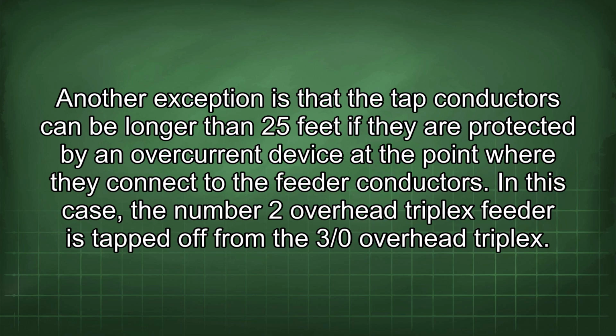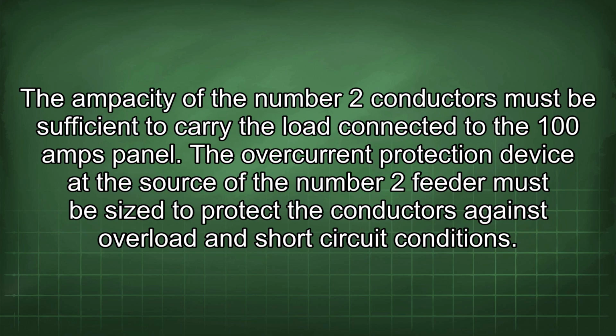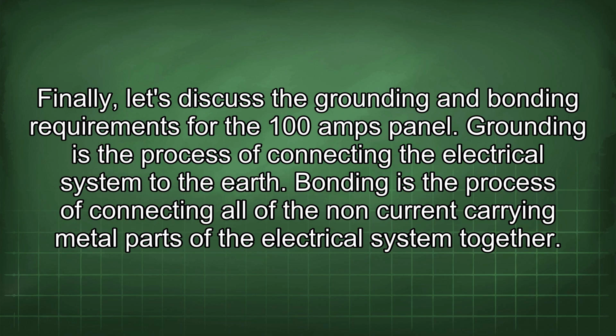In this case, the number 2 overhead triplex feeder is tapped off from the 3/0 overhead triplex. The ampacity of the number 2 conductors must be sufficient to carry the load connected to the 100 amp panel. The overcurrent protection device at the source of the number 2 feeder must be sized to protect the conductors against overload and short-circuit conditions. Finally, let's discuss the grounding and bonding requirements for the 100 amp panel.